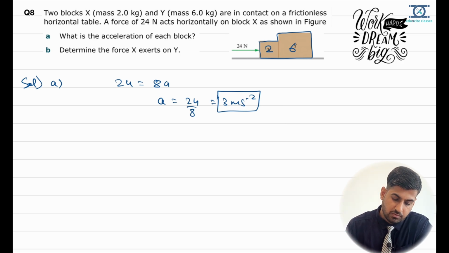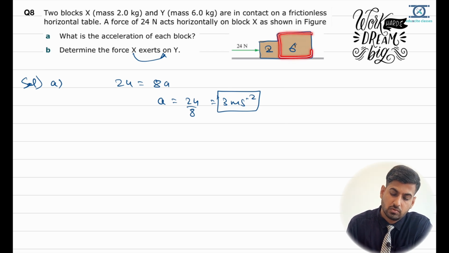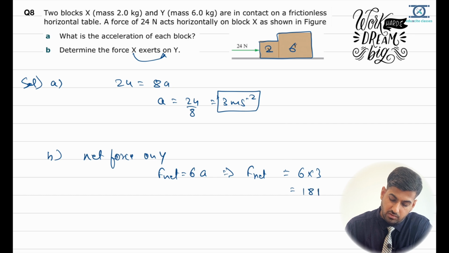Now determine the force x exerts on y. So how much force is x exerting on y? So there are two ways. Either you can find out the net force on y. So net force on y will be equals to 6a, that is F equals to ma. F net is equals to ma, and this will be F exerted, 6 into 3, which is 18 Newton.